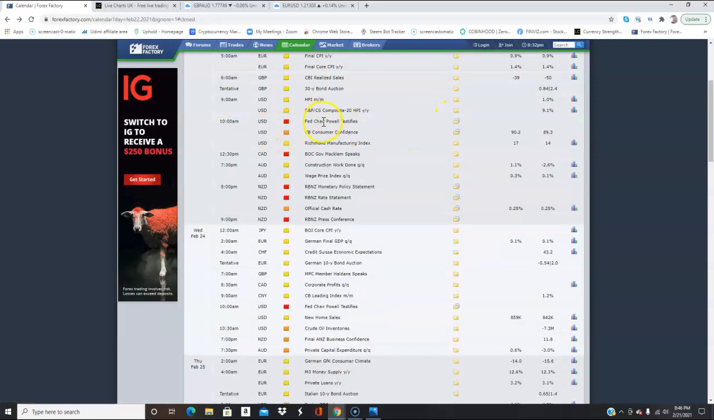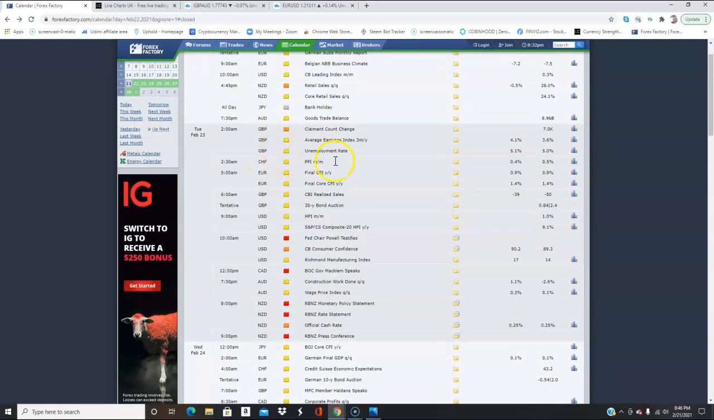So when you have a red folder at 10 o'clock a.m. with the USD, guys, look for some massive movement and some weird movement, right? That's why if you're wrong about which direction it's going to go, you could get wrecked. And it's just not worth the risk, guys. So stay out of the markets when you see a red folder. Proceed with caution when you see an orange folder. Yellow folders are very low to no impact.